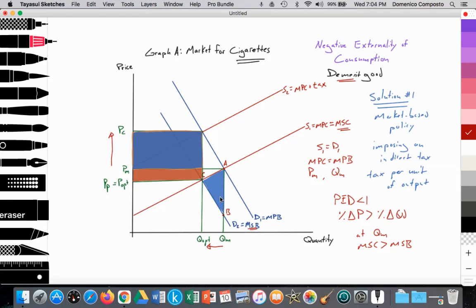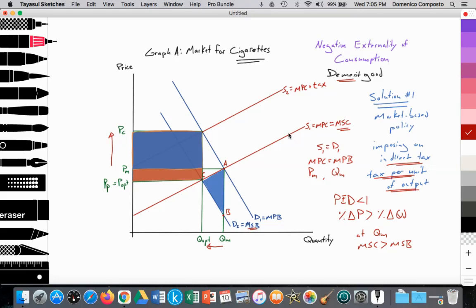Social optimal would be achieved where marginal social cost equals marginal social benefit. Society would like less demand, less consumption. Allocative efficiency would be achieved at point C, and that would provide the optimal price at P opt and the optimal quantity at Q opt. In order to reduce consumption of cigarettes, the government intervenes through the use of an indirect tax, or a tax per unit of output. Each cigarette pack that's produced, there's an applied tax.